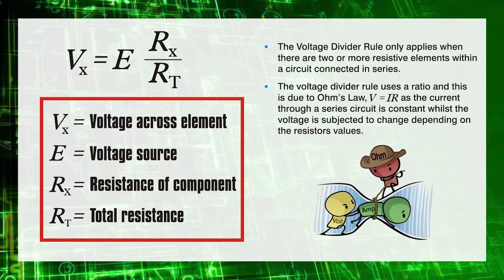The voltage divider rule uses a ratio, and this is due to Ohm's law, as the current through a series circuit is constant, whilst the voltage is subjected to change depending on the resistor's values. It is noticeable within the latter example that the potential difference across a higher valued resistive element is greater. This is all due to Ohm's law, where the voltage drop is directly proportional to the size of the resistor.